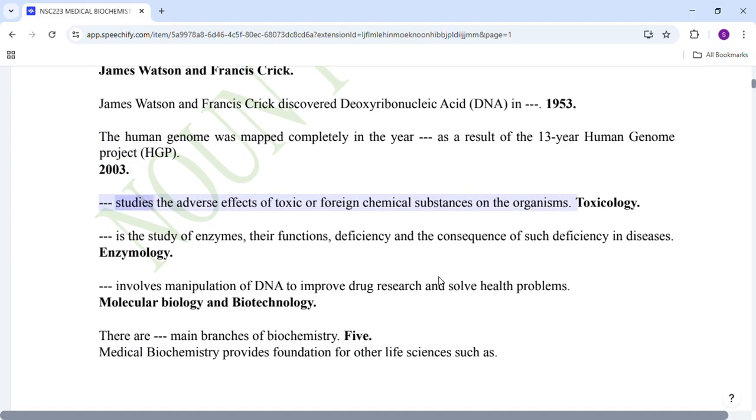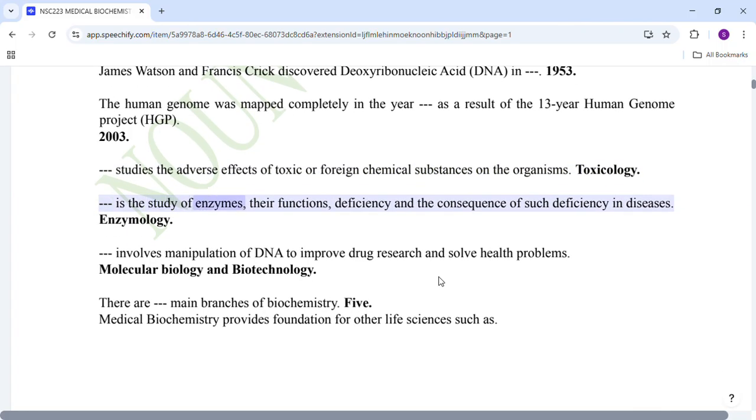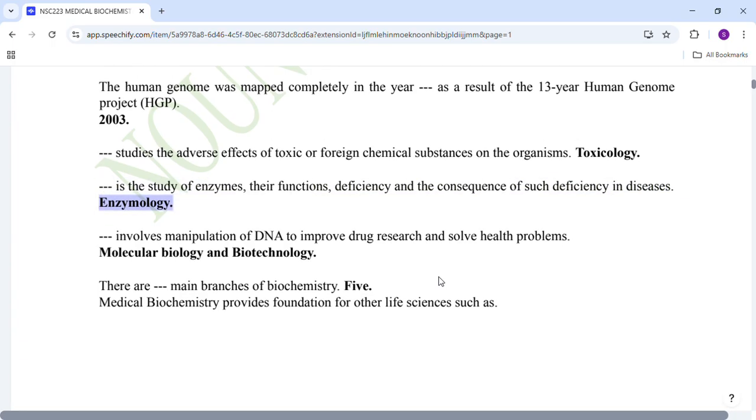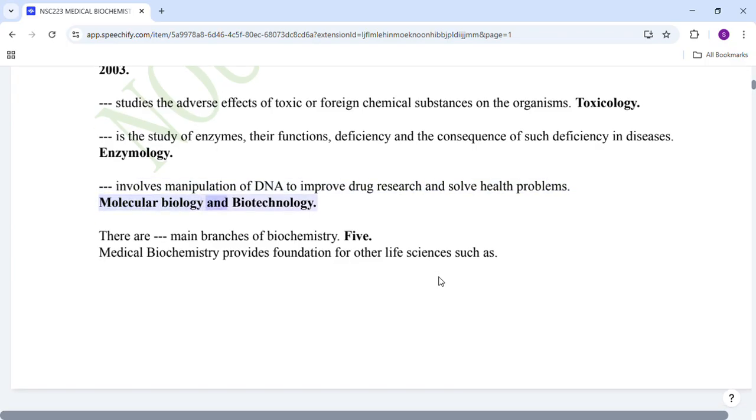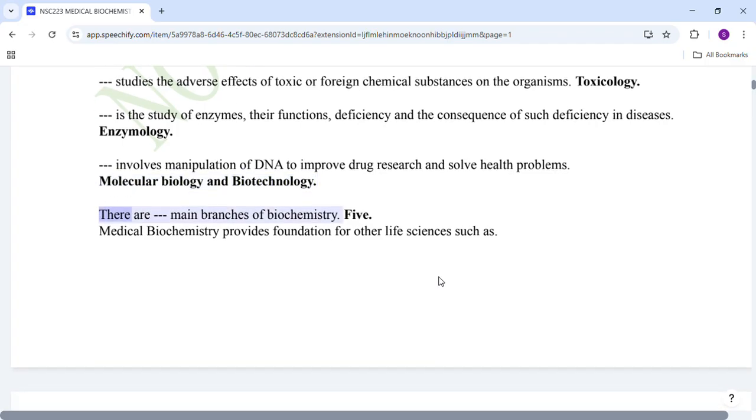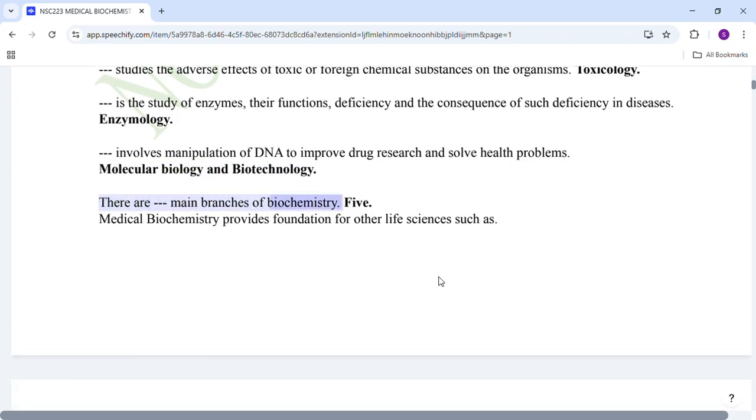Toxicology studies the adverse effects of toxic or foreign chemical substances on the organisms. Enzymology is the study of enzymes, their functions, deficiency, and the consequence of such deficiency in diseases. Molecular biology and biotechnology involves manipulation of DNA to improve drug research and solve health problems.